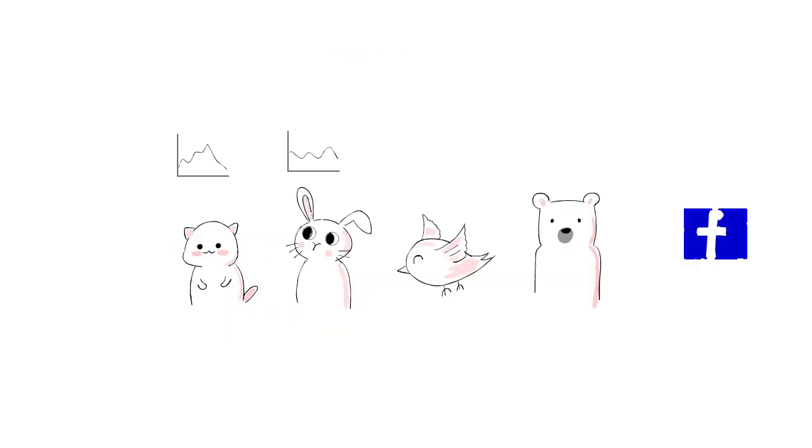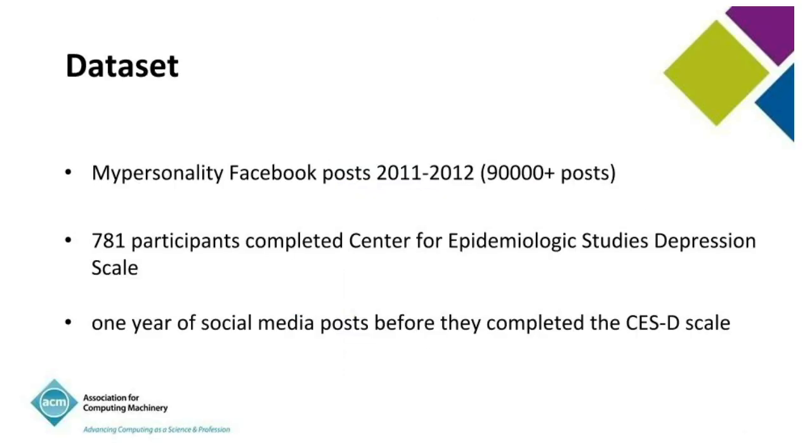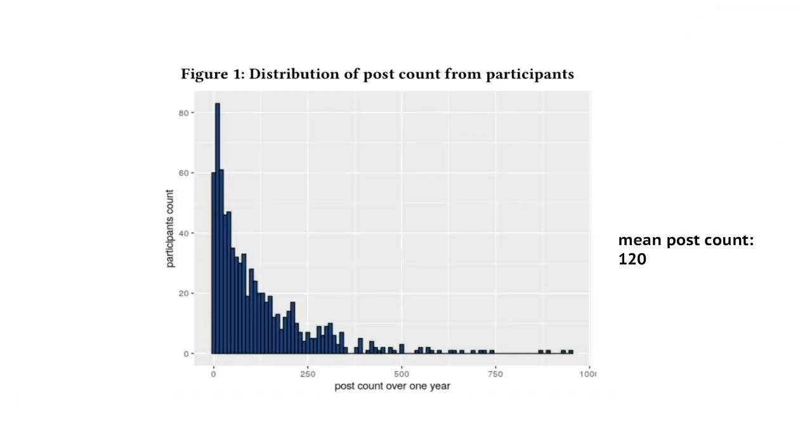We also built a mood profile from 781 other social media users. These social media users were from the Facebook My Personality dataset. We applied to use this dataset back in 2017 for this study. Here we show our participants have written more than 90,000 Facebook posts 1 year before they finished the depressive symptom scale. On average, each of them posted 120 posts.